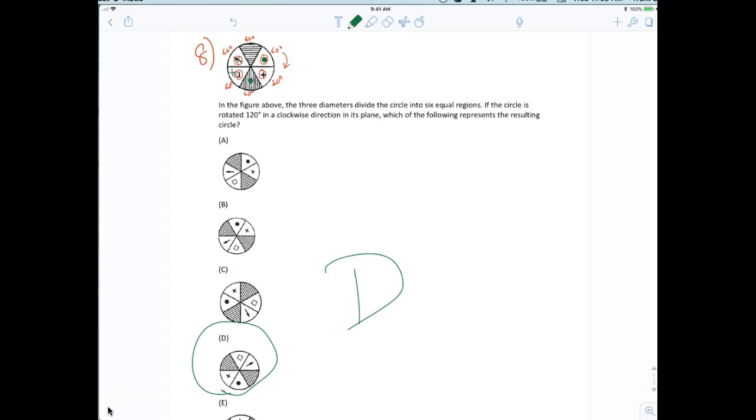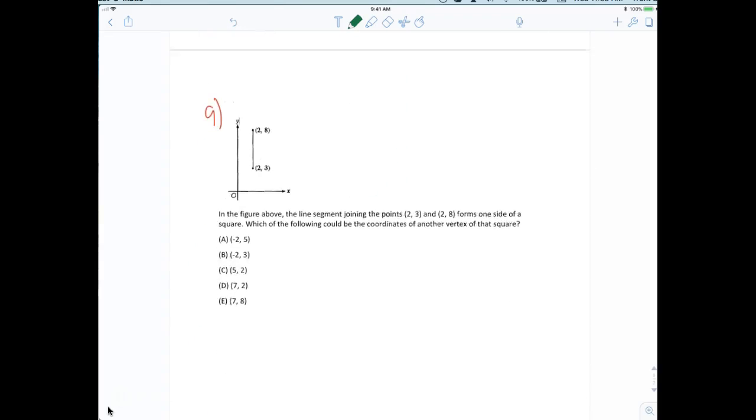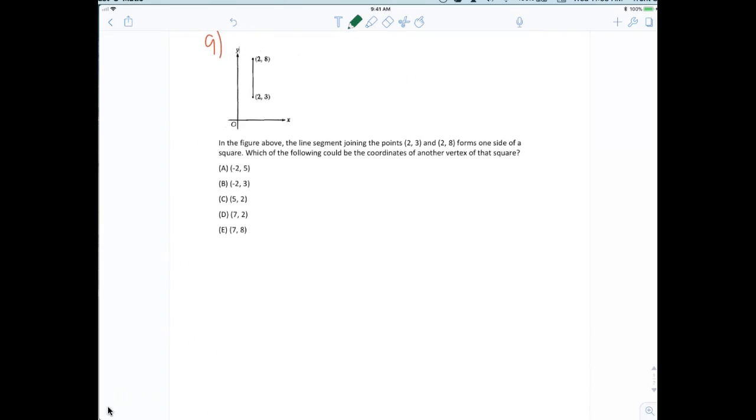Let's take a look now at question number 9. For question number 9, you had to draw out something. It says, in the figure above, the line segment joining the 2 points (2, 3) and (2, 8) form the side of a square. Which of the following could be a coordinate of another vertex? What did you get? I got an E so far. E, I got a C. B. So far I've got E and B and C.